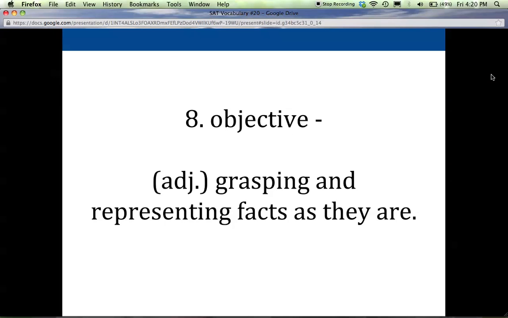Eight is objective. And this is what I'm always trying to get you guys to do in your writing. It describes someone or something that grasps and represents facts as they are, without your personal opinion, your personal bias all mixed in. So you know what the facts are and you represent them as they are, even if you disagree with them. In your writing, oftentimes I'll say, please maintain the objective third person. I don't want you to put the first person in and compromise your objectivity.